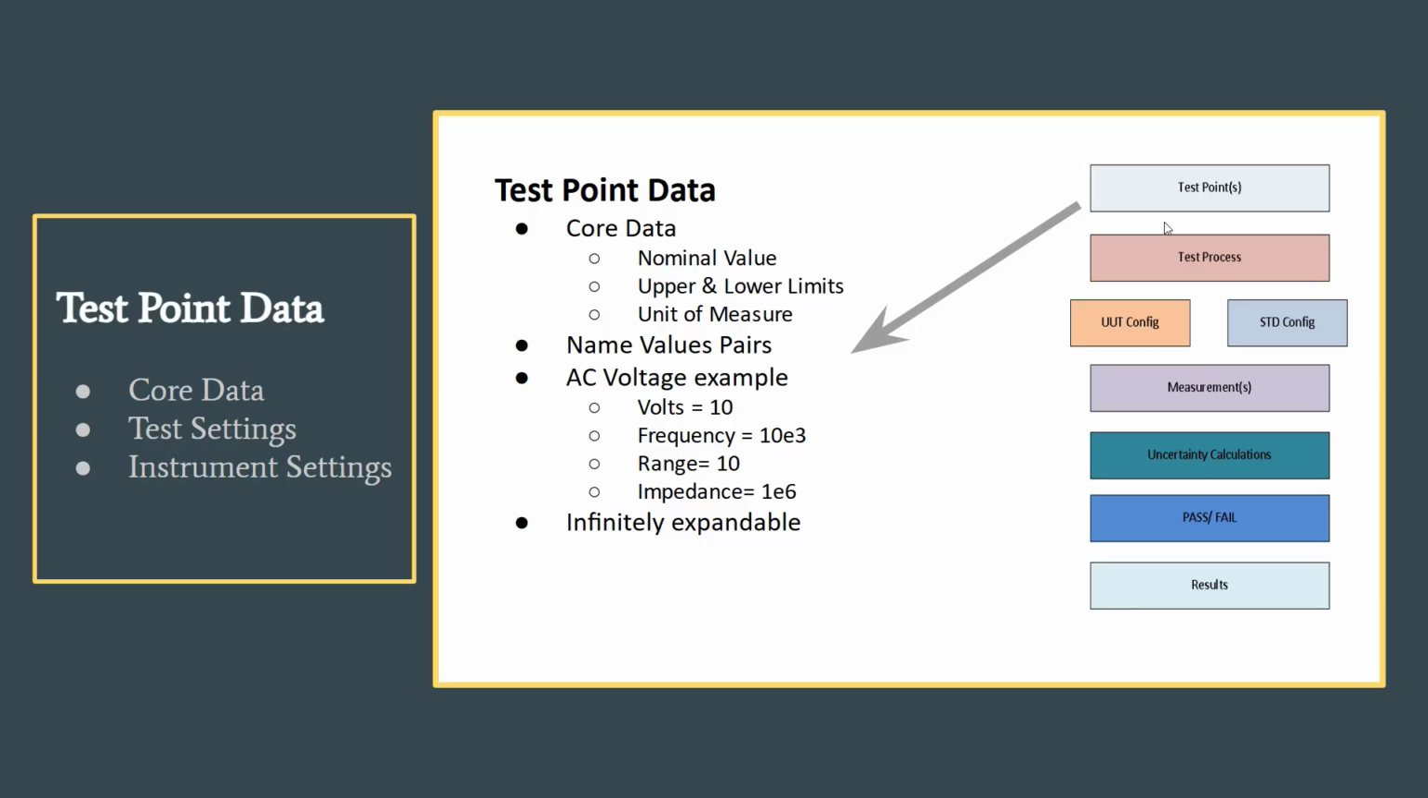The core idea is that we can take a test point and add data to that test point. The core data is going to be the nominal value, the upper and lower limit, and the unit of measure. That's typically the minimum you need in any test point. Then we can start adding things to it where we get very domain specific. The AC example is that we can add parameters, such as the voltage, which is 10 volts, and the frequency, which is 10 kHz. We can add the range and the impedance, and that makes it extremely flexible. If we're working with an O-scope, we can use O-scope settings: volts per division, time base, trigger, channel. We can infinitely expand these name-value pairs because they're attached to the test points. They're not the test point itself.